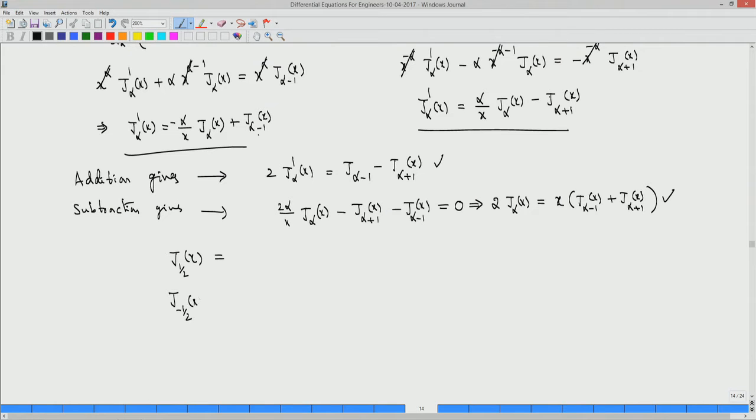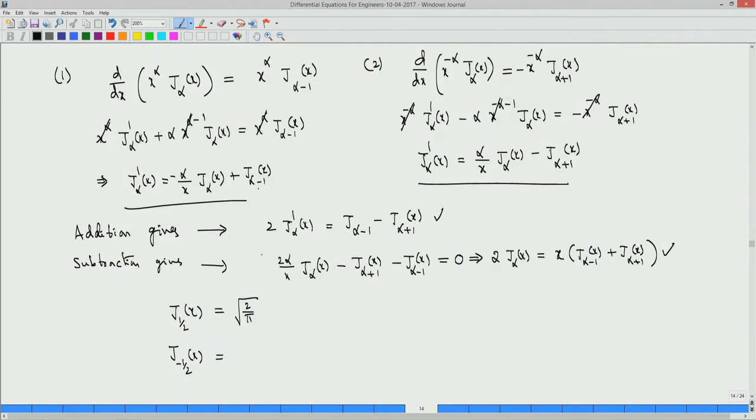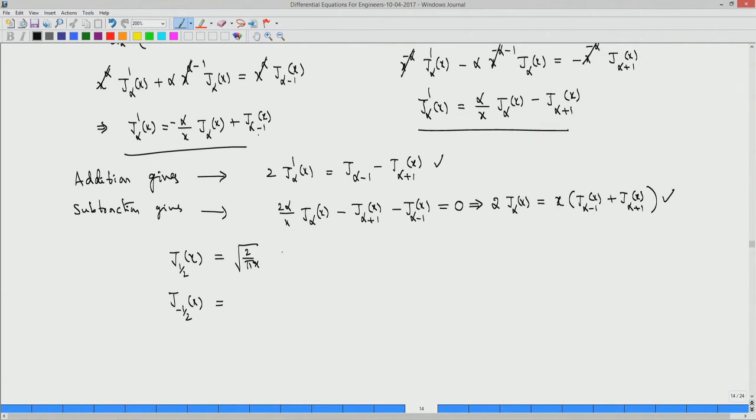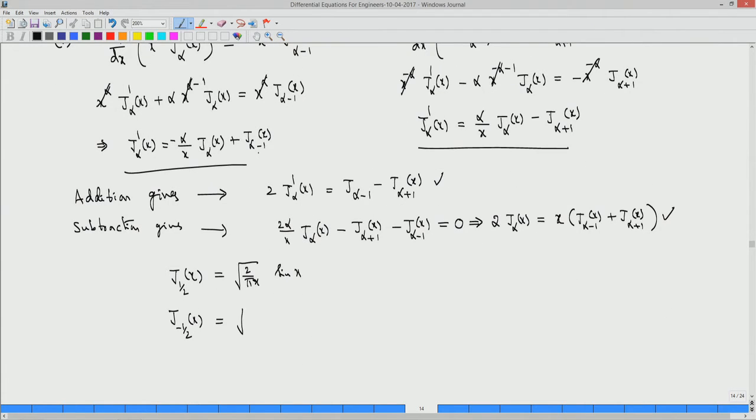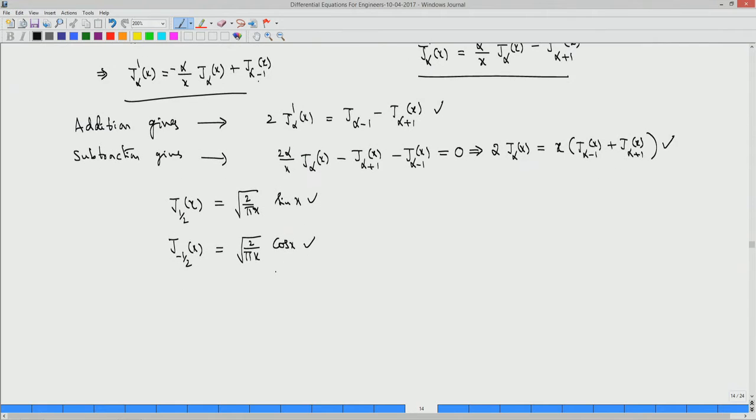In the last video I have seen that J half of x is root 2 by pi x times sin x, and J minus half is root 2 by pi x times cos x. So, once I know these nicely as analytical expressions, I now make use of the second relation.